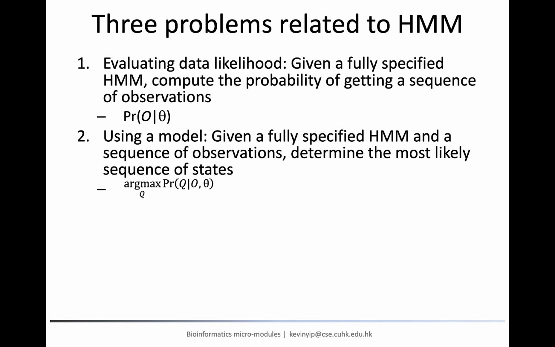Mathematically, we can state the problem in this way. This mathematical expression may look complicated to some of you, and so let's explain it bit by bit. First, the probability term, probability of Q given O and theta, is the probability of a state sequence Q given an observation sequence O and the model parameters theta.